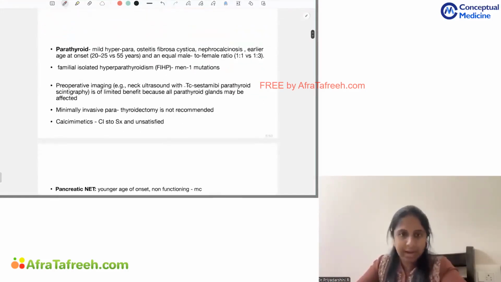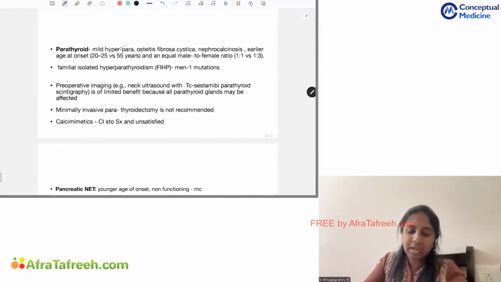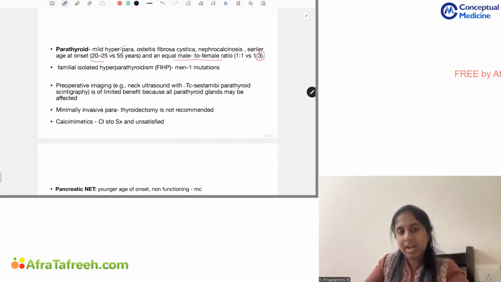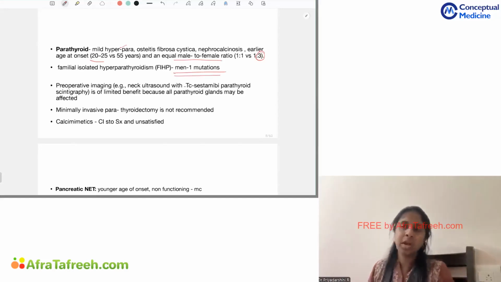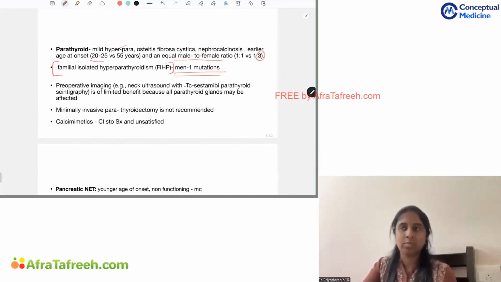So the same thing that I have told you. Hyperparathyroidism will usually be mild. You will have osteitis fibrosa, nephrocalcinosis. They usually have a younger age of onset compared to 55 years if it is sporadic, with equal male to female ratio compared to high female incidence in sporadic cases. And there is a separate entity. A patient may harbor a MEN1 mutation, but they may have only isolated hyperparathyroidism. They won't have the other manifestations of MEN1. So this condition is called familial isolated hyperparathyroidism. Their next subsequent generation will only have hyperparathyroidism.